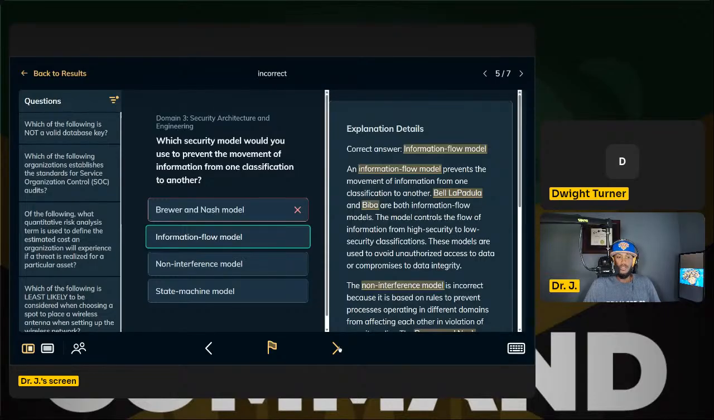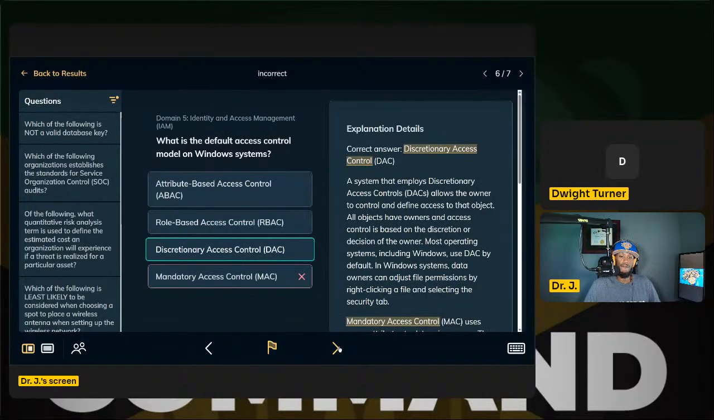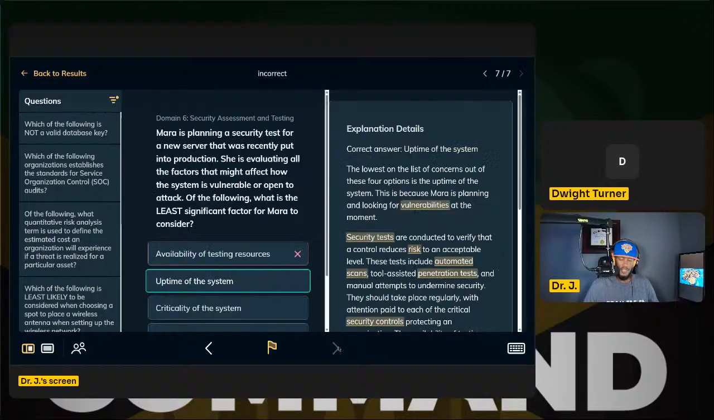Information flow, prevent from one classification to another. That's the information flow model. Default access for Windows systems, that's going to be DAC. I was so sure it was MAC, but it does make sense. I do understand why it's discretionary now.